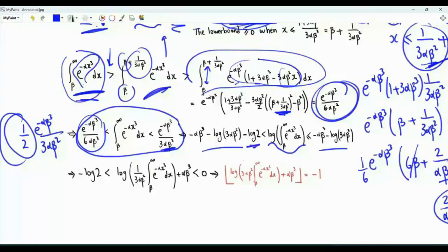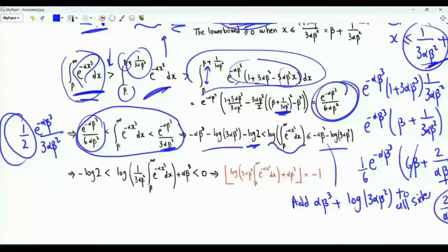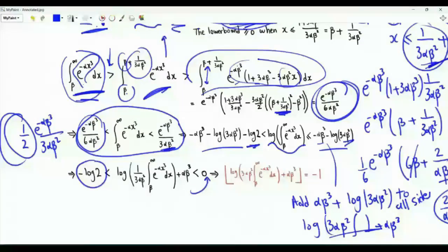Then we have minus log 2 in the lower bound. Now add alpha beta cubed plus log 3 alpha beta squared to all sides. We get that the logarithm of 3 alpha beta squared times the integral plus alpha beta cubed is upper bounded by 0 and is lower bounded by minus log 2. And this is very good news because log 2 is about 0.7, minus log 2 is about minus 0.7.